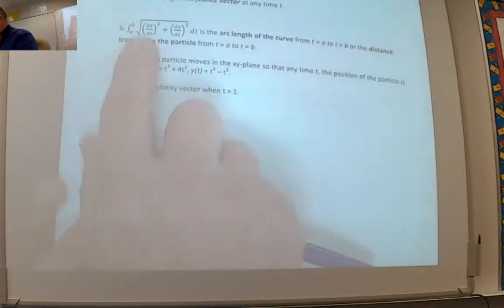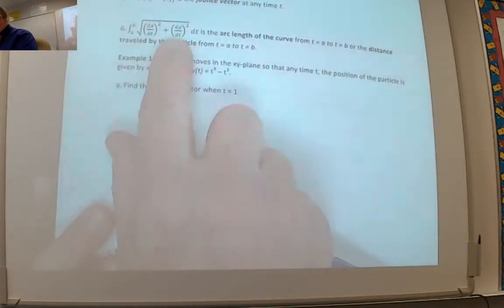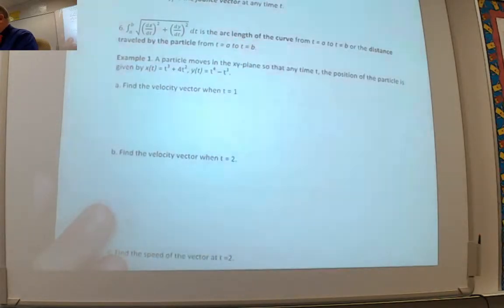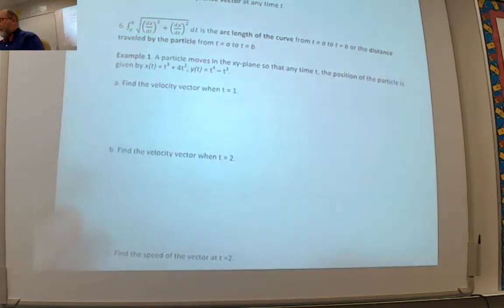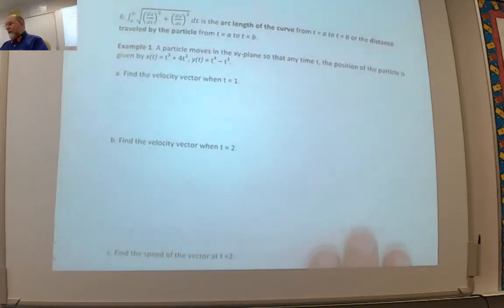All right, so if you compute this, this is the arc length of the curve, or the distance traveled by a particle from time equals A to time equals B. All right, let's take a look at this. Let's see how well we can do these.